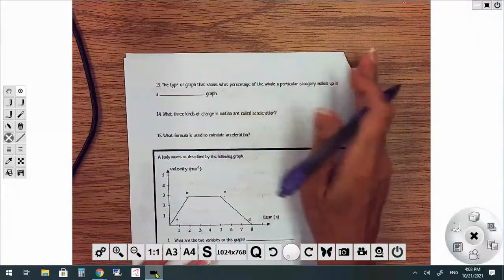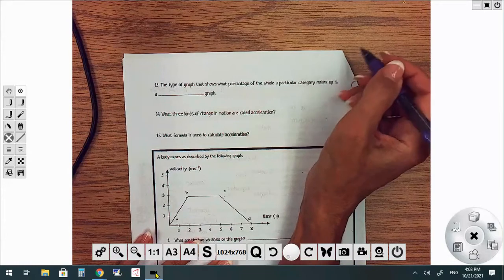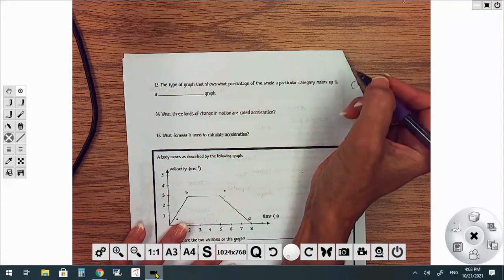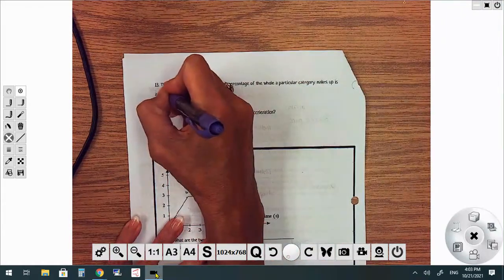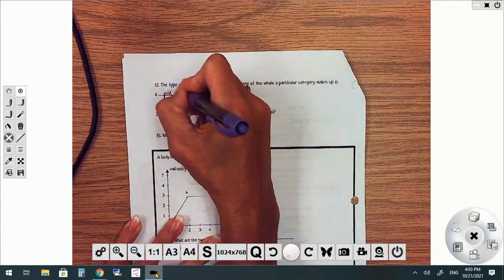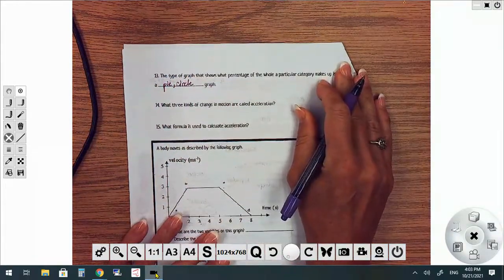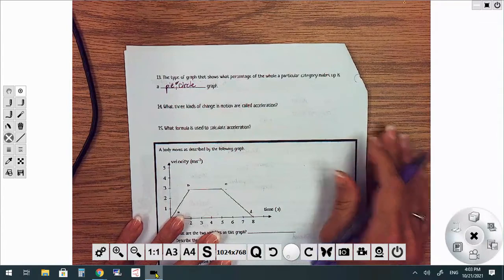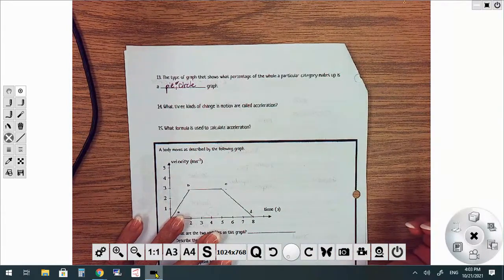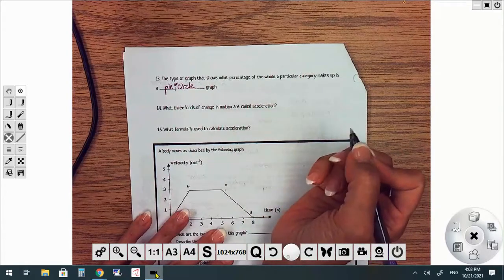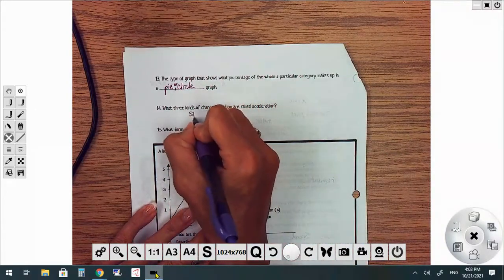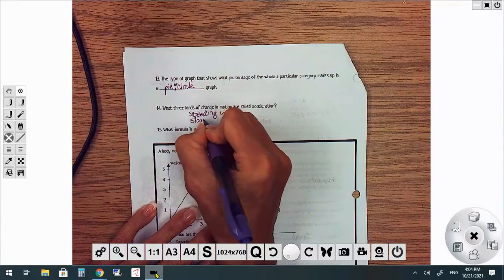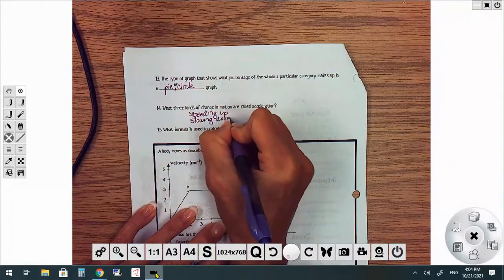The type of graph that shows what percentage of a whole or particular category makes up is what type of graph? It's a pie or circle graph. "14. What three kinds of change in motion are called acceleration?" Speeding up, slowing down, turning.